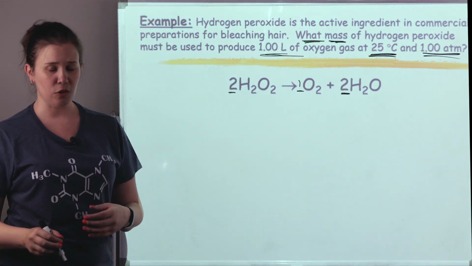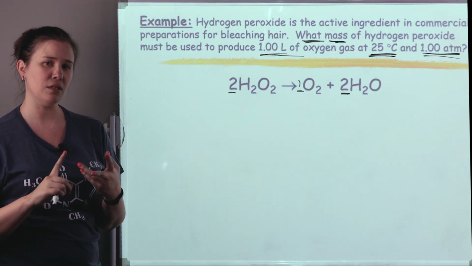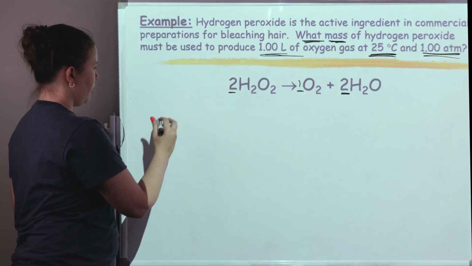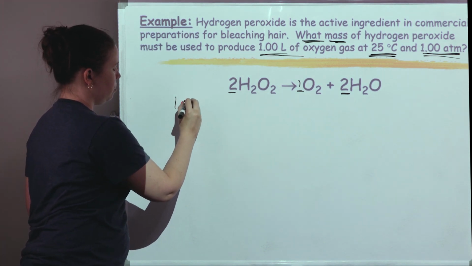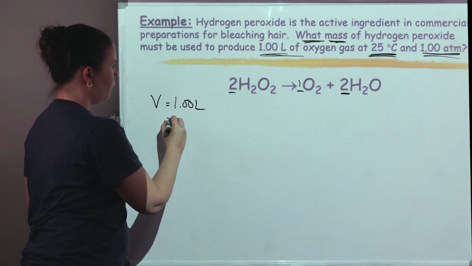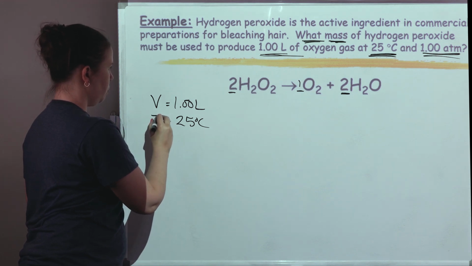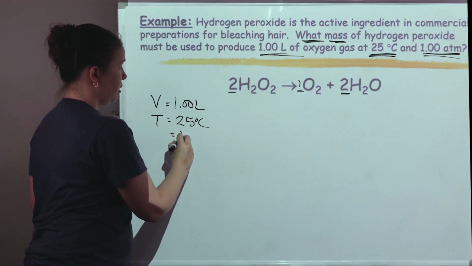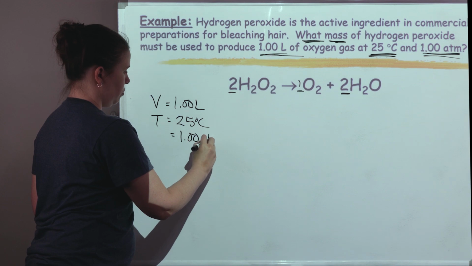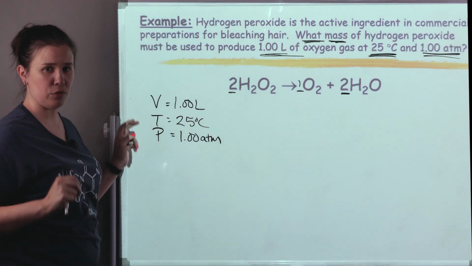Now that's starting to look more like gas laws, right? It's giving me liters, degrees Celsius, and atm. So let's jot that down. 1.00 liter would measure volume, whereas 25 degrees Celsius would measure temperature, and then I have 1 atm, and we know atmospheres is a unit for pressure. So we have volume, temperature, and pressure.